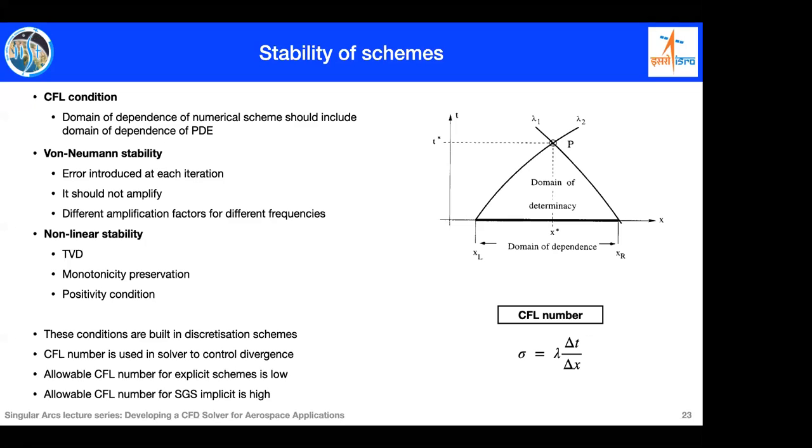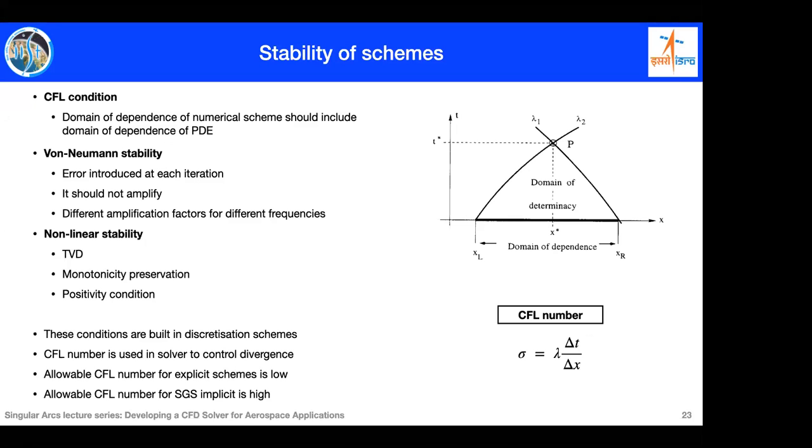So in the figure it is shown XL to XR. So the solution at t star depends on XL to XR. Whatever solution you are computing numerically at t star, your numerical domain, or the number of cells, should also include this domain. So your leftmost cell should be before XL and the rightmost should be after XR. Only then will your scheme be stable.